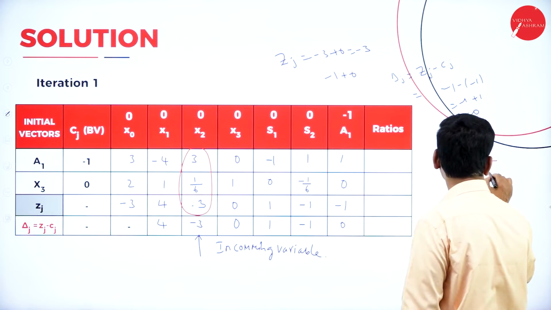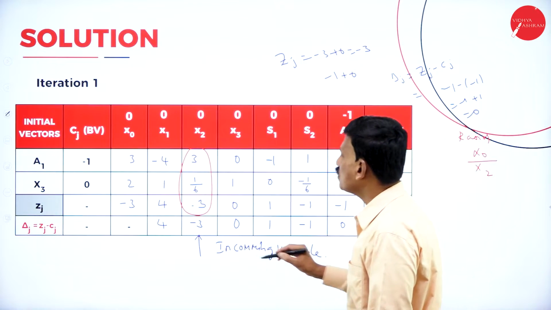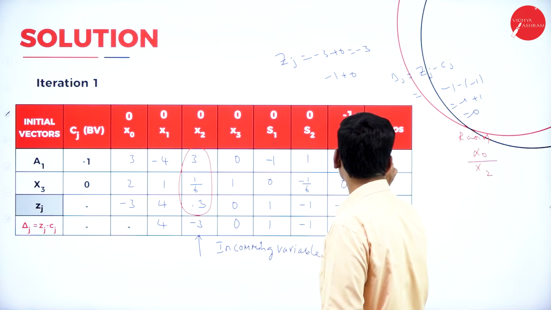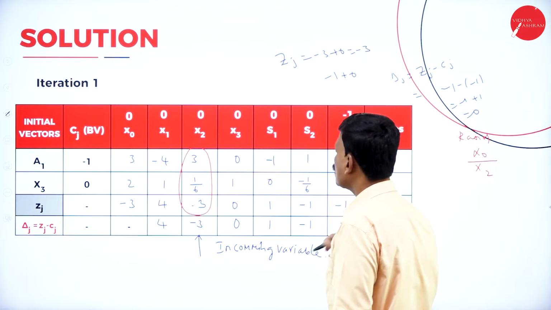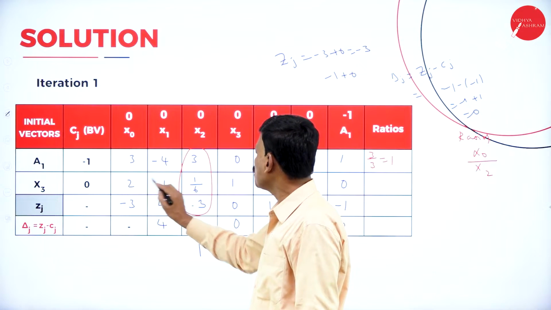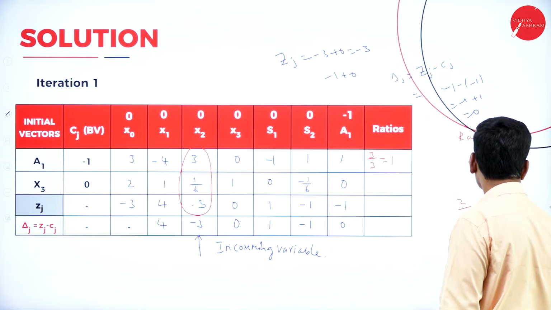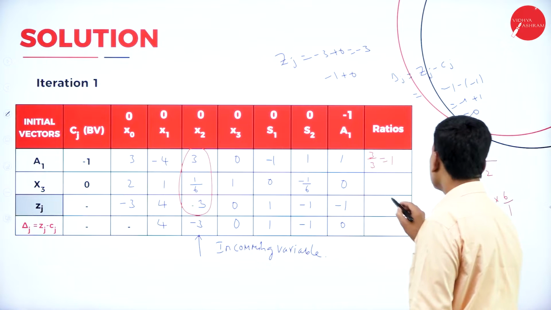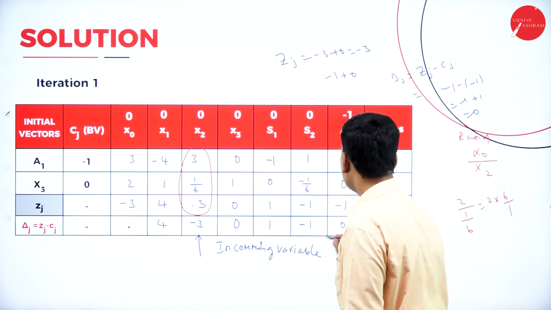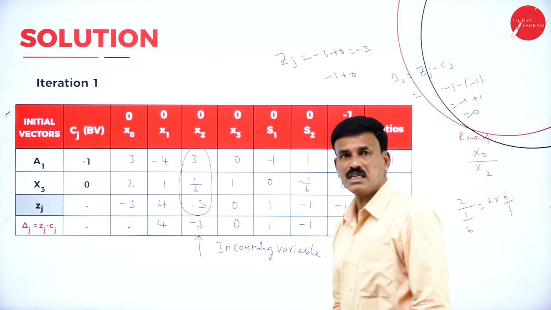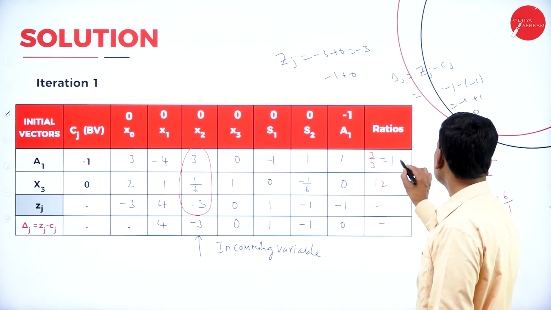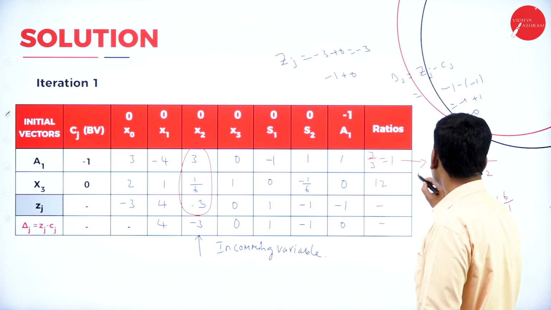x2, x0 by x2. What is x0? x0 is 3 divided by 3, 3 by 3 is equal to 1. Again, x0 is 2 divided by 1 by 6, that is 2 into 6 by 1, that is equal to 12. Now identify the least positive value. Here the least positive value is plus 1. So therefore this is the outgoing variable.